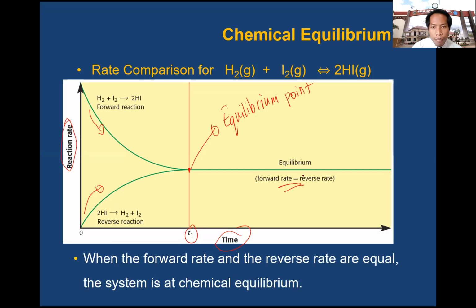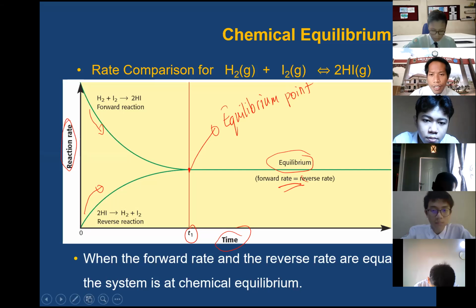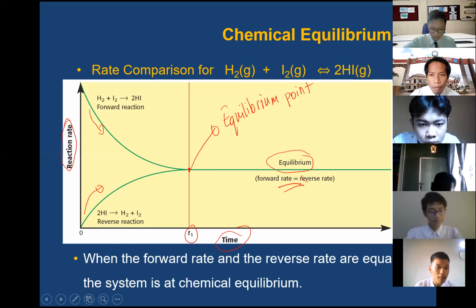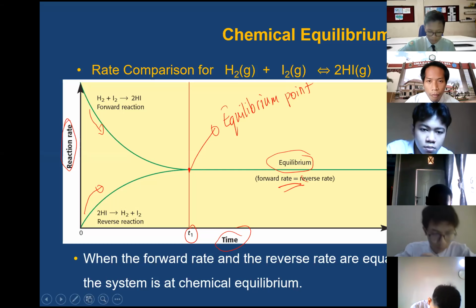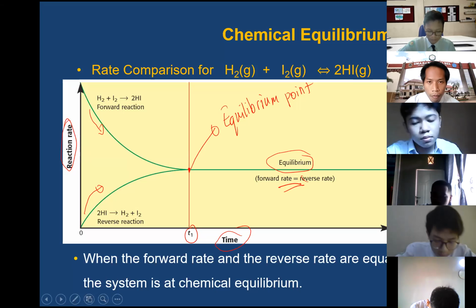Forward rate equal to reverse rate. When forward rate equals reverse rate, then we call this an equilibrium. And the point where it starts is an equilibrium point. Okay? Is it clear? You can write this graph in your notebook. And when you have a question, please ask while you are drawing the graph.